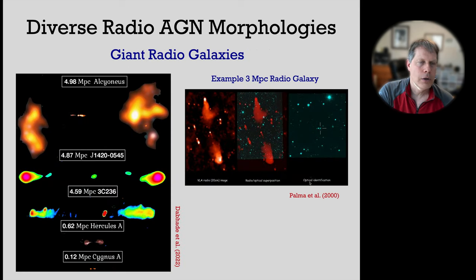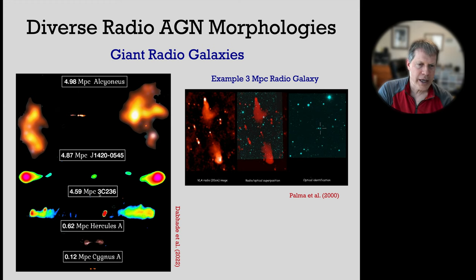And then I also want to highlight the so-called giant radio galaxies. So remember, I told you Cygnus A is a powerful radio galaxy. It's about 120 kiloparsecs in extent, or 0.12 megaparsecs. But we know of systems out there in the distant universe that make Cygnus A look tiny. Here, for example, this is Hercules A. You can see that's considerably larger than Cygnus A, and these are all shown to scale. So that's Cygnus A there. That's Hercules A, considerably larger, but you can get much larger still.